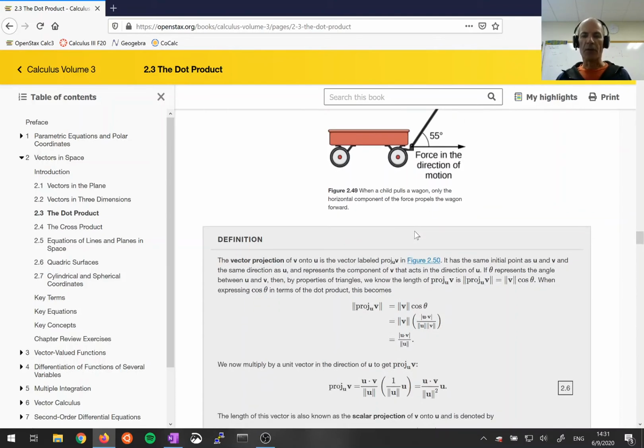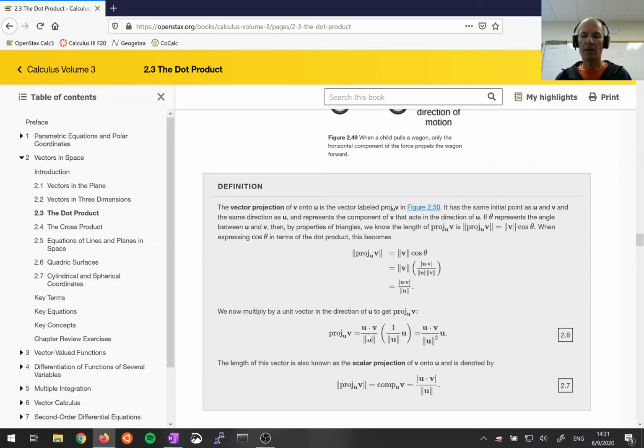It's pretty straightforward. If you want to find the projection of v onto u, you can use a formula like this. So let's break it down a little bit.